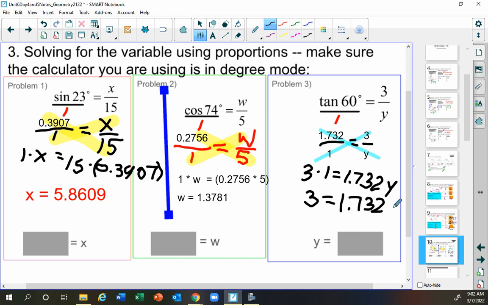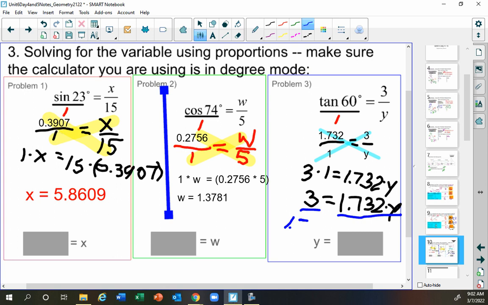However, to get Y by itself, you see that we're multiplying, right? Y times that 1.732. But what would be the opposite of multiplying? Okay, but what are we going to divide by? Are we going to divide by Y or the 1.732? You've got to divide by the 1.732.